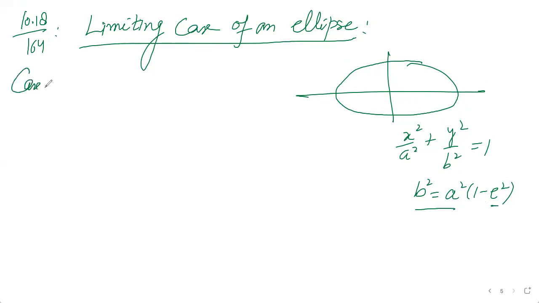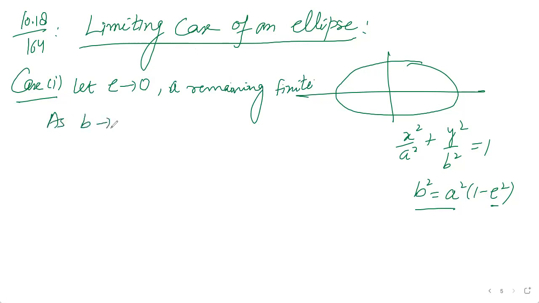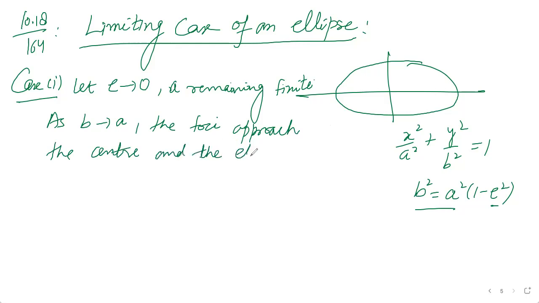So case first, you can say that let e tending to 0 and a remaining finite. ठीक है. a को finite रखा है, e tending to 0. तो what will happen? As b tends to a, the foci approach the center and the ellipse becomes a circle.